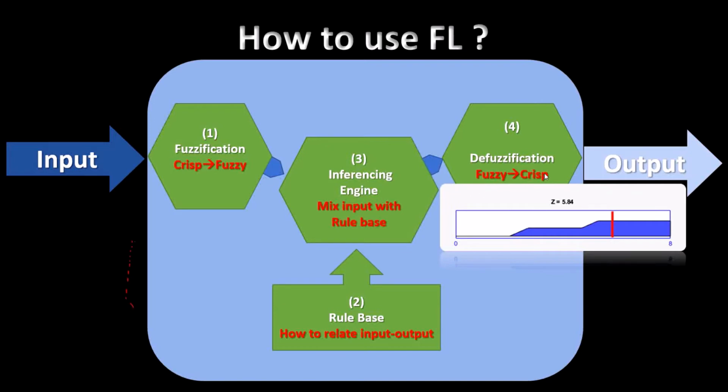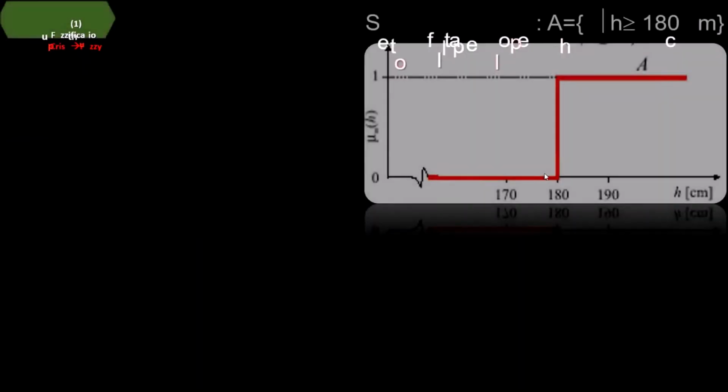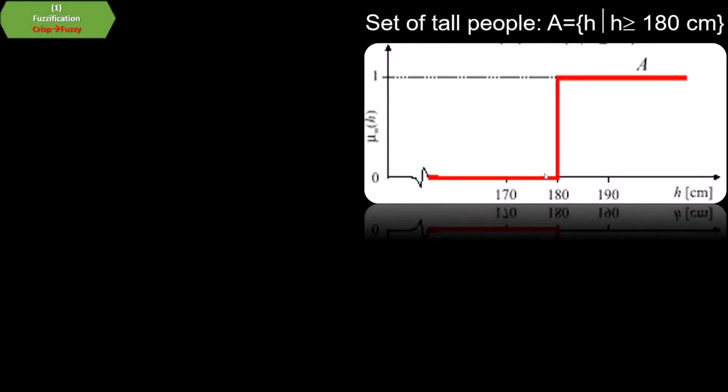So the next part is, let's dig into the details of every one of these modules. The first module is the fuzzification, in which we transform from crisp to the fuzzy representation. I've mentioned that we use the membership function in order to do the transformation. So how do we construct the membership function?